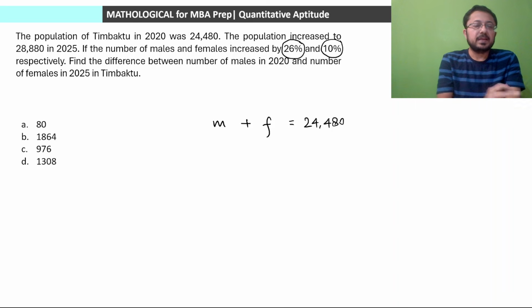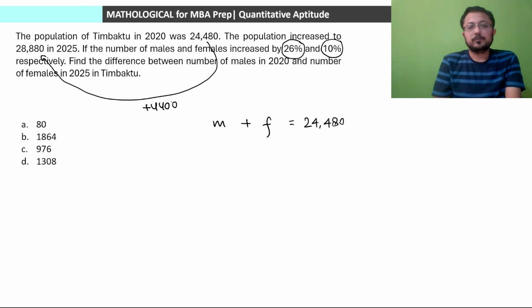Okay, so we can directly check for the increase. Increase कितना है? The population has increased from 24,480 to 28,880, यानी कि there is an increase of 4,400, and there is an increase of 26% on males and 10% on females, यानी कि 0.26 of male population plus 0.10 of female population, that total increase is 4,400.